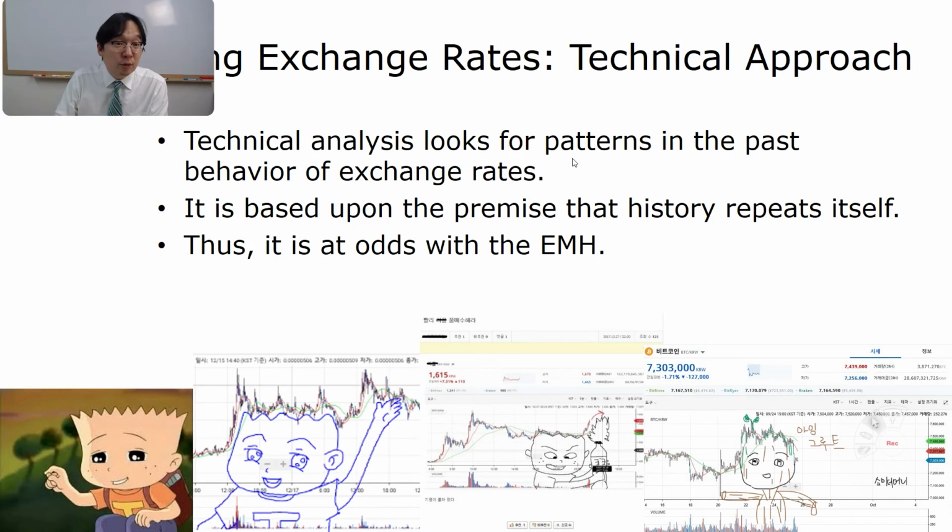Technical analysis looks for patterns in the past behavior of exchange rates. It is based upon the premise that history repeats itself. Thus, it is at odds with the EMH. So here is a fun picture.